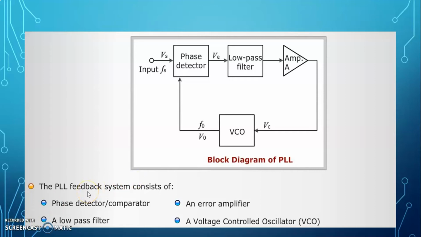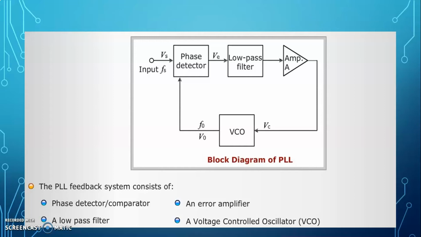The phase lock loop feedback system consists of a phase detector or comparator, an error amplifier, a low pass filter, and a voltage controlled oscillator. When a reference input signal with constant frequency Fs is applied to the phase detector of the PLL, the phase detector compares the phase angle of the reference input signal and the phase angle of the voltage controlled oscillator output signal, and generates the error signal. This error signal is passed to the low pass filter.